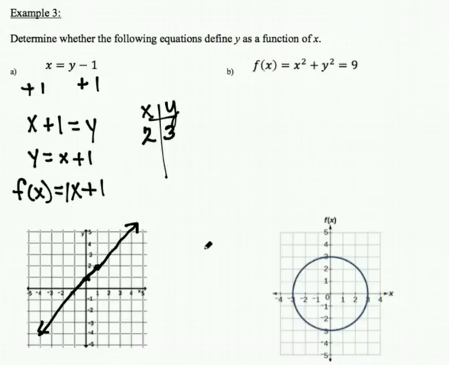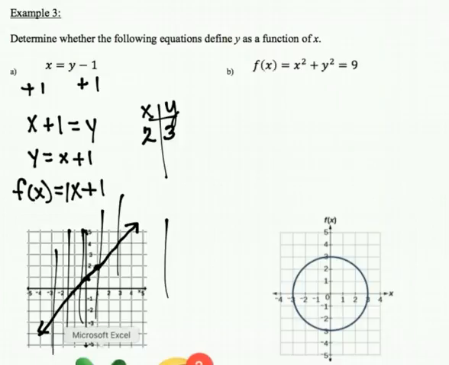Now, using the vertical line test, is there anywhere on this graph that I can draw a vertical line, so straight up and down, and it's going to pass through the graph more than once? Nowhere. I can draw as many vertical lines as I want, and I'm not going to pass through that graph more than once. So that tells us that this is a function.